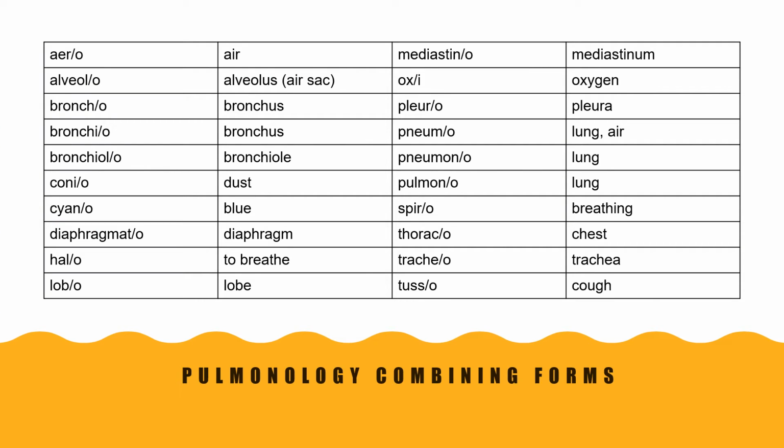Let's review some pulmonology combining forms. Aero, air. Alveolo refers to alveolus or air sac. Broncho and bronchio both refer to bronchus. Bronchiolo refers to bronchiole. Cono, dust. Cyano, blue. Diaphragmato, diaphragm. Halo, to breathe. Lobo, lobe. Mediastino refers to mediastinum. Oxy, oxygen. Pleural, pleura. Pneumo, lung or air. Pneumono, lung. Pulmono, lung. Spiro, breathing. Thoraco, chest. Tracheo, trachea. Tusso, cough.